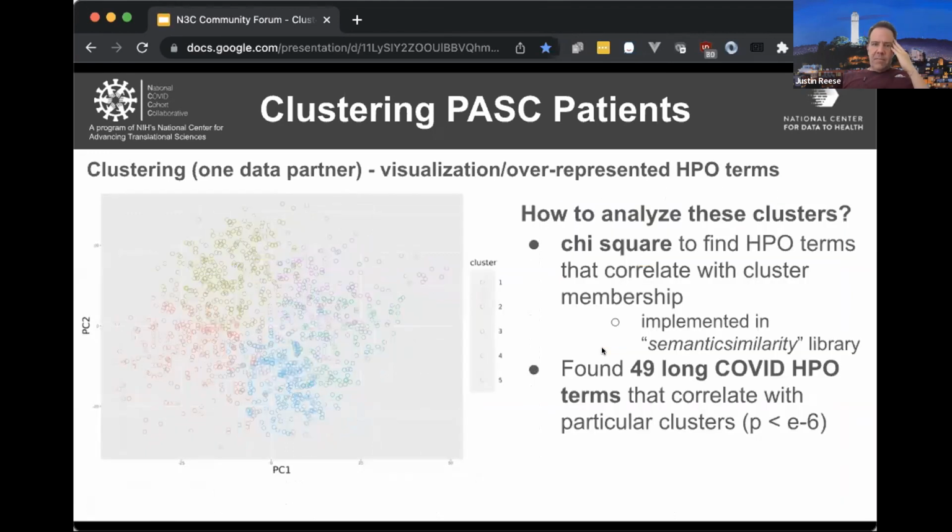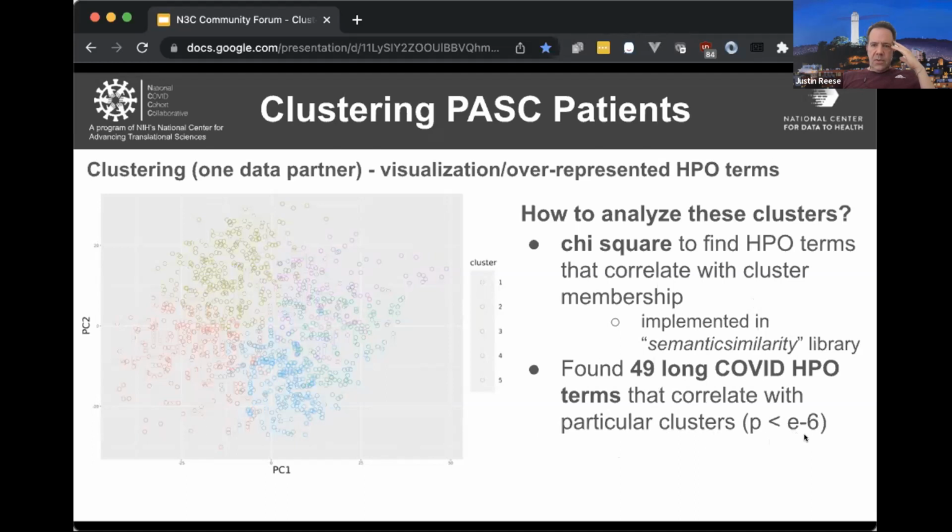So conceptually, this is the space that we're clustering over, and these are the resulting clusters. To analyze them, you can do a chi-square to figure out which HPO terms, which again were used to generate the similarity matrix itself, correlate with cluster membership. This is also implemented in that same library. We found 49 long COVID HPO terms that correlate with cluster membership with a p-value less than e-6.